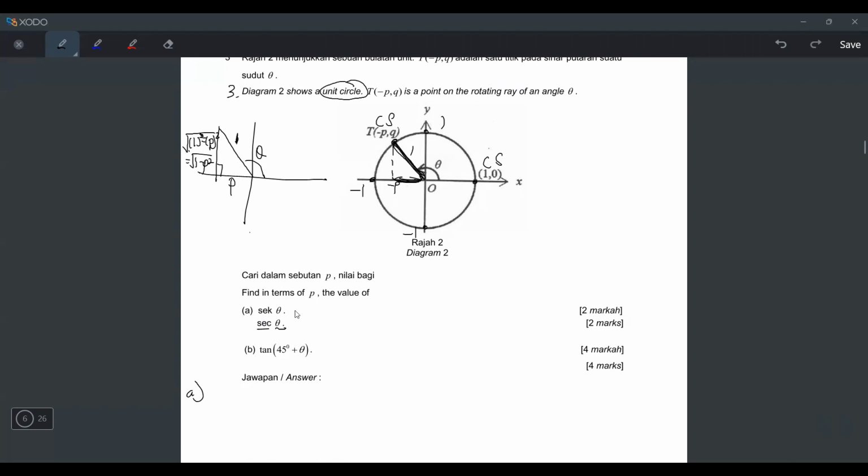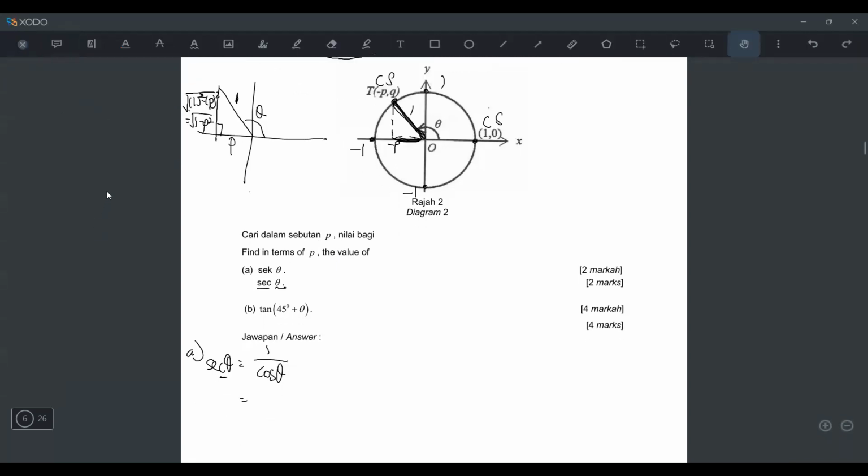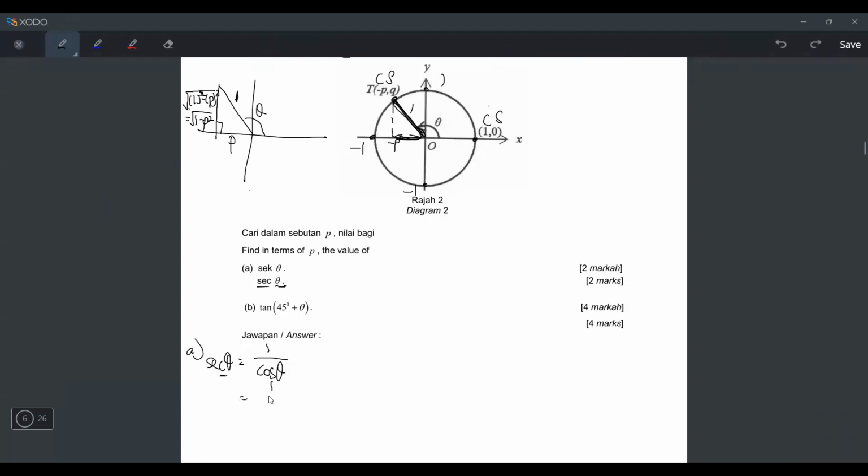Okay, let's go. Find the value of sec theta. So how to find sec theta? Sec theta, the formula is 1 over, look at the third letter, 1, 2, 3. The third letter is C, so 1 over cos. If the third letter is S, then it's 1 over sine. Okay, what is the formula for cos theta? Adjacent over hypotenuse.